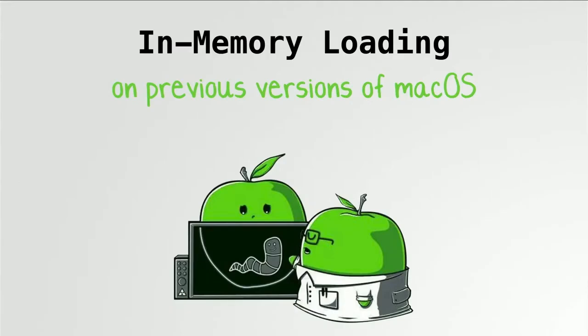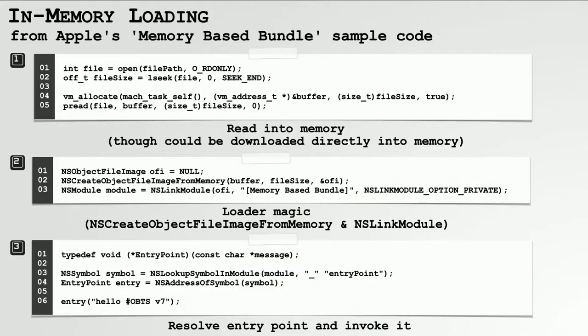Okay, so now let's talk about actually how you accomplish this from a programmatic point of view. And we're going to start by talking about how this used to work really well. We're going to start with Apple's memory-based bundle. And it turns out it's actually super simple because of APIs that Apple previously used to provide that actually performed in-memory code loading for us. So step one, you've got to get your payload into memory somehow. Apple's sample code loads it from disk.